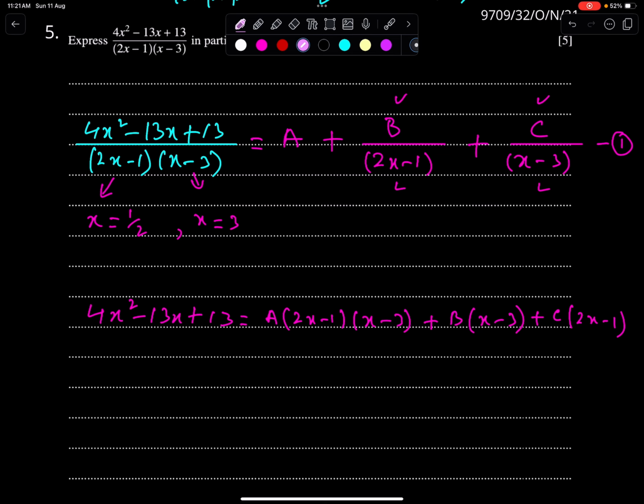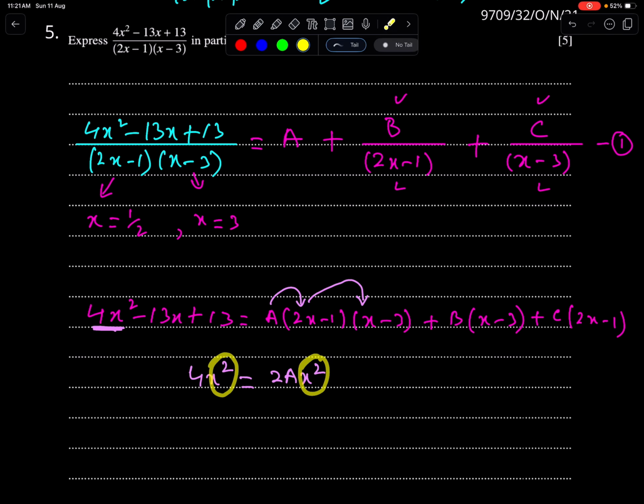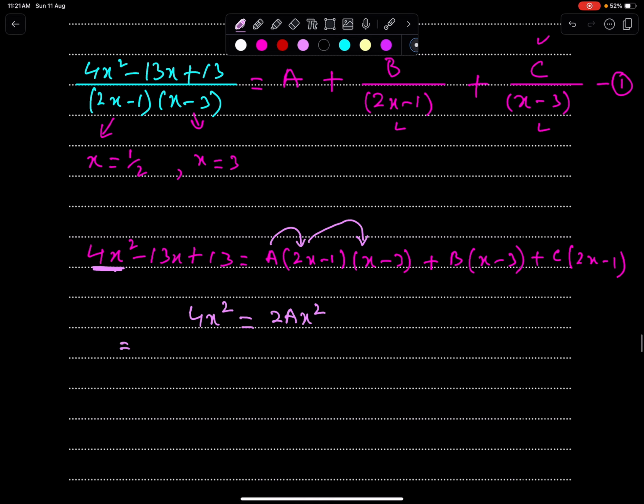Now you need to multiply a with this term and this term in order to compare the highest power of x on both sides. So on right side we are getting 2a x square. Now copy the term of x square from left side. We are comparing the coefficients of x square on both sides. So 4 is equal to 2a. Therefore, a is 2. This is the way to find the value of first constant in improper fractions.